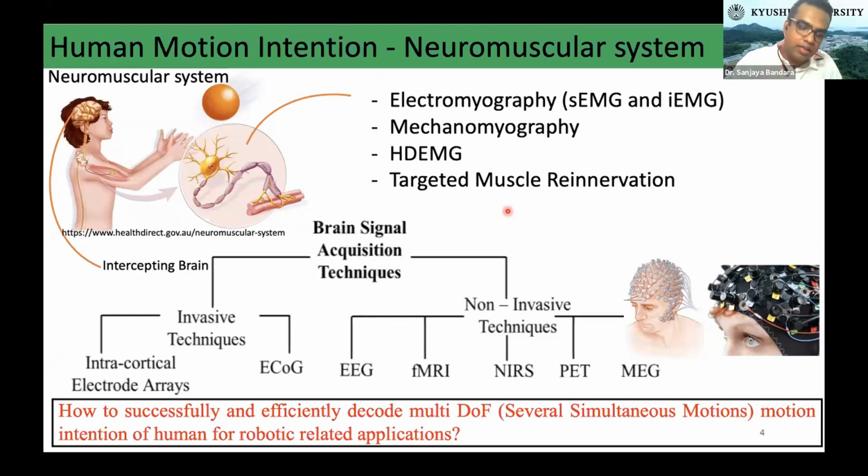I hope that at the end of this talk you will have some idea of how we can convey these brain thoughts to the prosthetic limb or the exoskeleton that the patient is wearing, with the muscle as the intermediate communicator between the brain and the artificial bionic limb that you are wearing. So how do we successfully and efficiently decode several simultaneous motion intentions of a human for robotics-related applications? Let's talk.